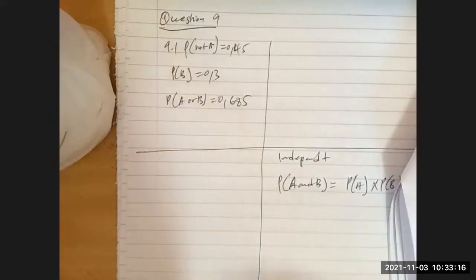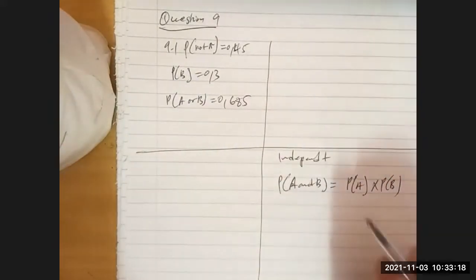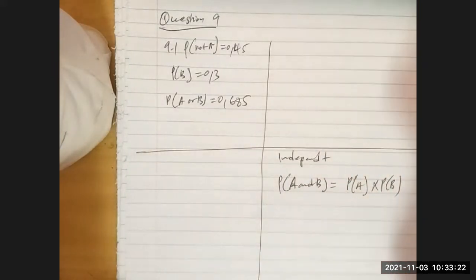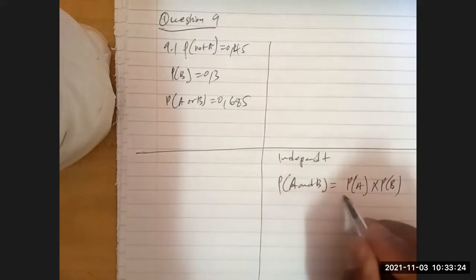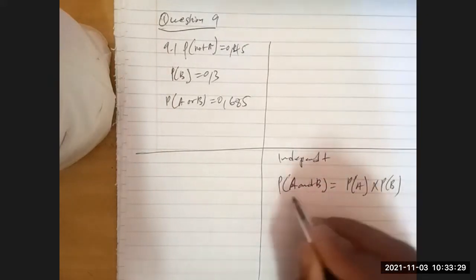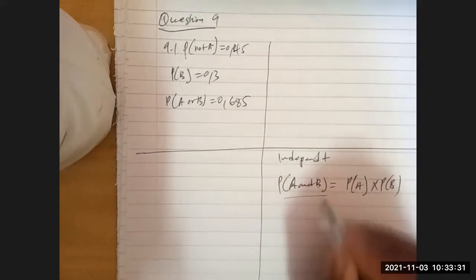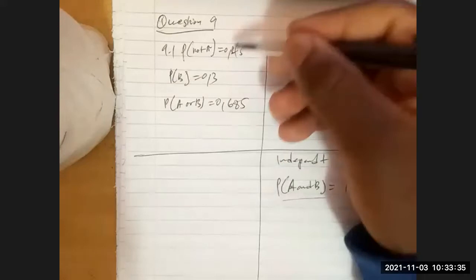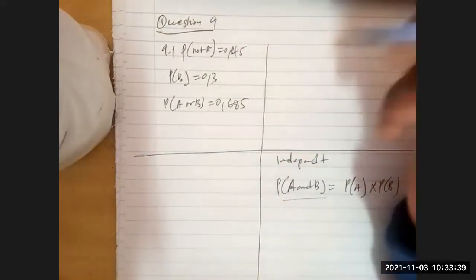So now, to calculate the probability of A and B, it must be equal to the probability of A multiplied by the probability of B. Do you have the probability of A and B? That's the first question that we must ask ourselves. We have the probability of not A and the probability of B, so we don't have the probability of A and B. How can we get it?